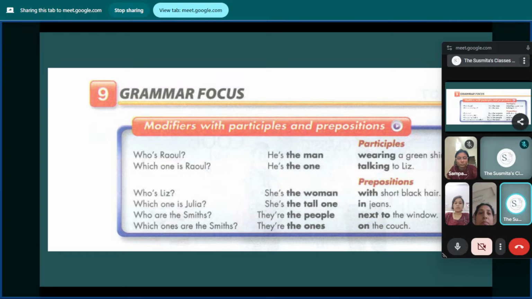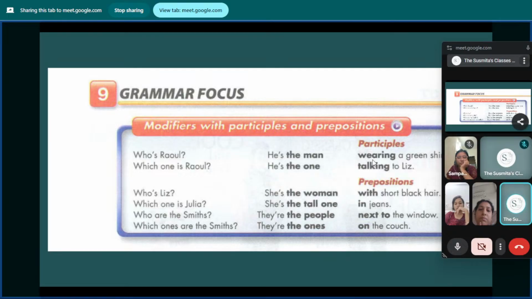आता modifiers काय असतात? आपण हे जे words use करतो, आपण one चं already बघितलंय की आपण कसं use करतो, बरोबर? We say that one, this one, which one. Correct. So we already know how to use this modifier. Same way we can also use the modifier the man, the woman, the tall one, the people, the ones. हे आपले modifiers आहेत जे आपण आधी already बघितलेले आहेत.